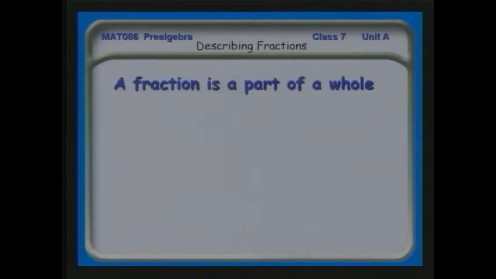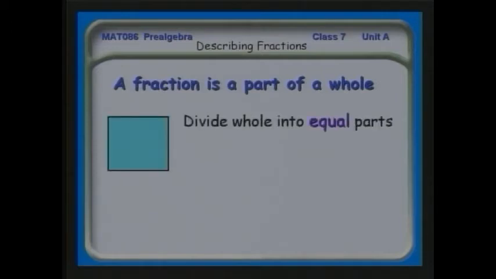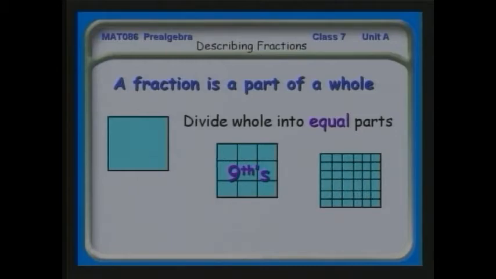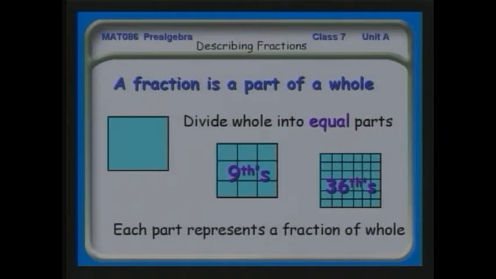Let's look at another way of looking at fractions. We can divide the whole into equal parts. For example, here I've divided the whole box into 9 pieces, and so each piece is 1/9 of the whole. Here I've divided that whole box into 36 pieces, and each piece is a 36th of the whole. So each part here, each little box, represents a part of the whole that's less than 1 or some fraction of the whole.